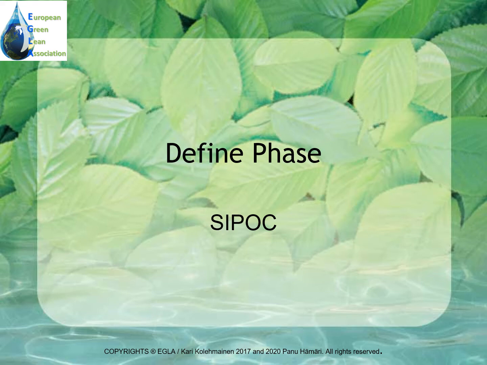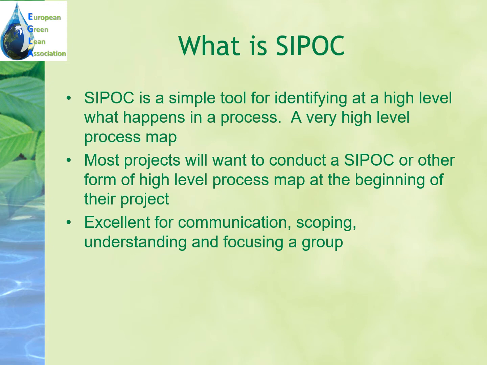One of the important tools, like mentioned in the previous video, is called SIPOC. SIPOC is a tool that can help to define what parts and what influences and results are important for each process. SIPOC as such is a simple tool for identifying at the high level what happens in a process. You could say that it's a very high-level process map.